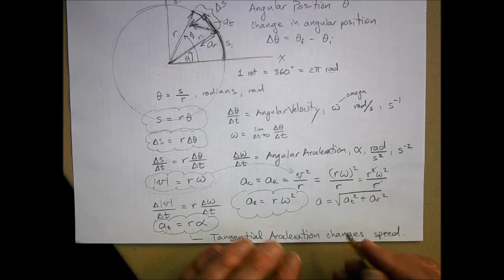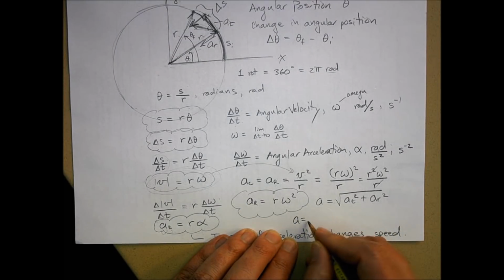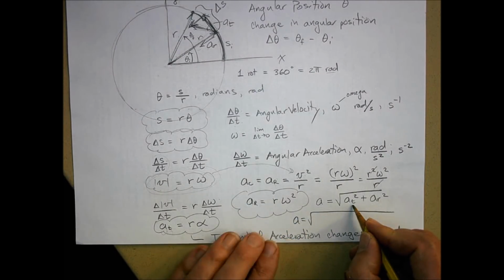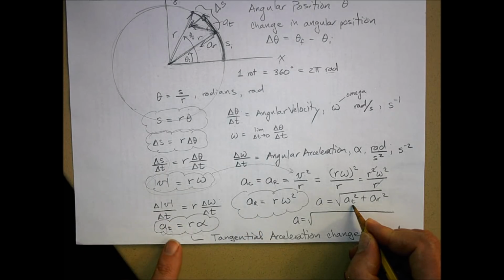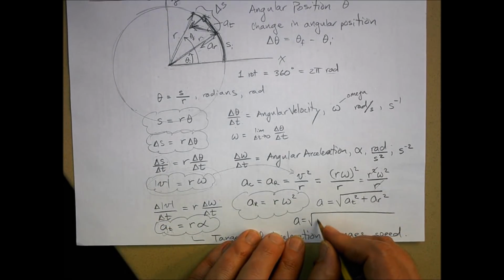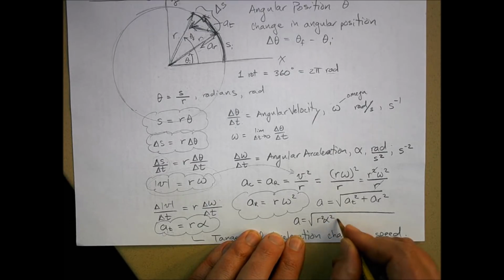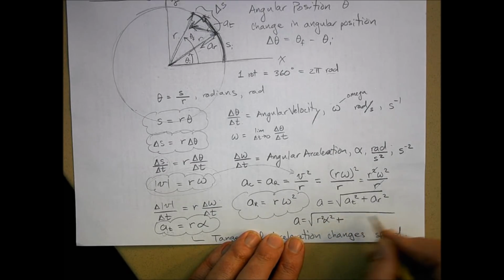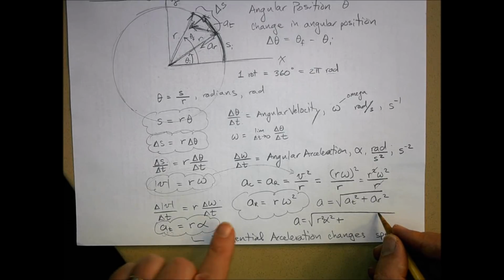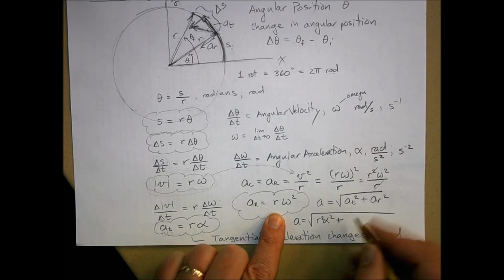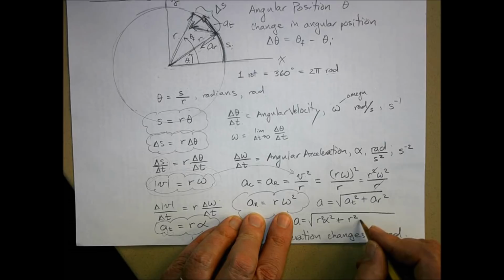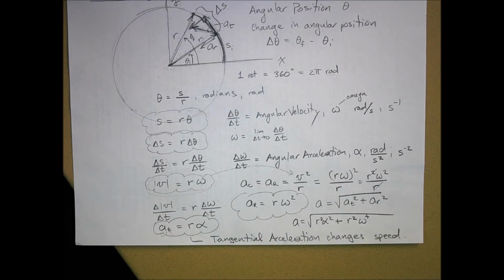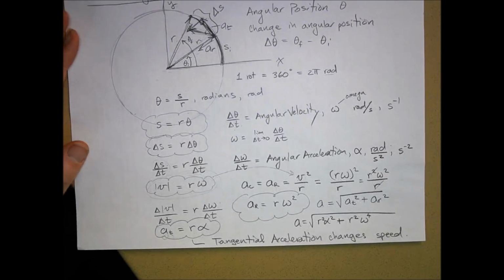I'll do one more step here. Well, what's the tangential acceleration squared? Well, that's r squared alpha squared. And what's the radial acceleration? Well, that's r omega squared. We'll square that. You get r squared omega to the fourth. So this tells you what your overall acceleration is as you go around that circle.